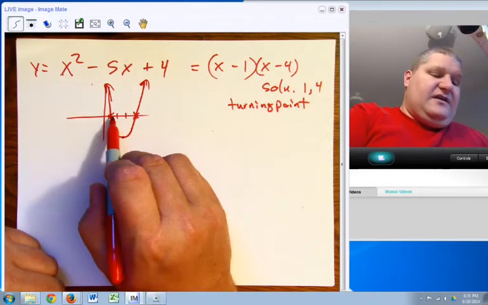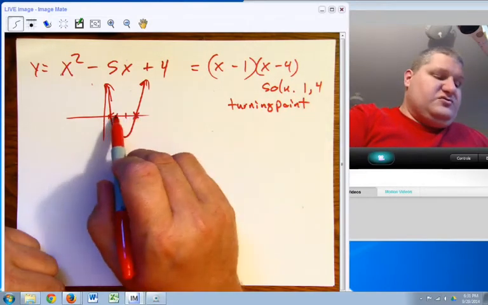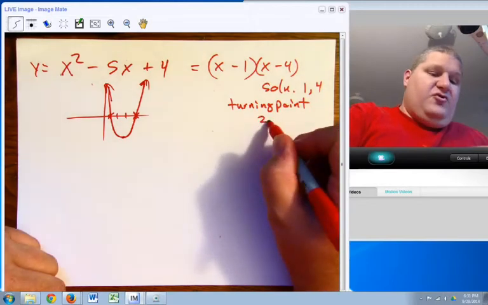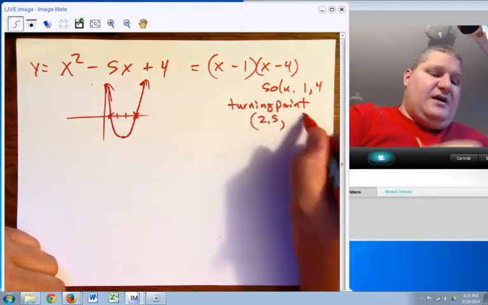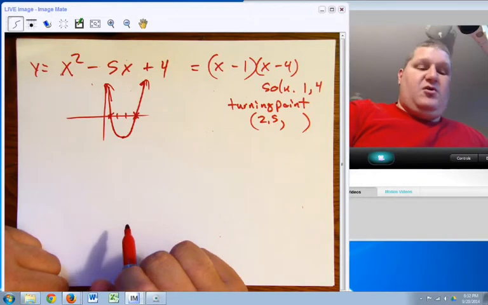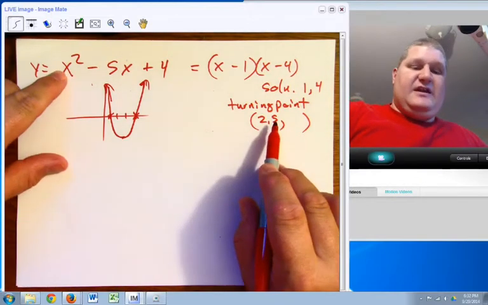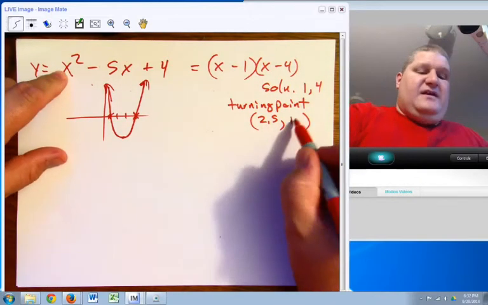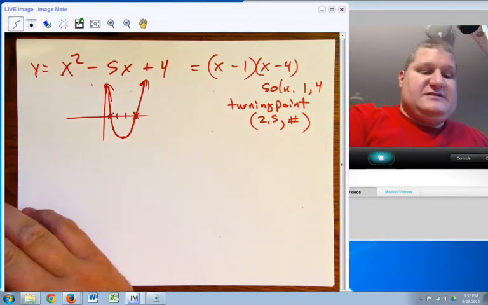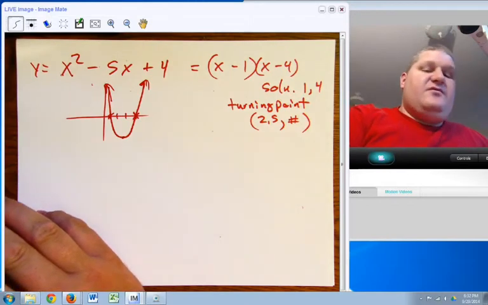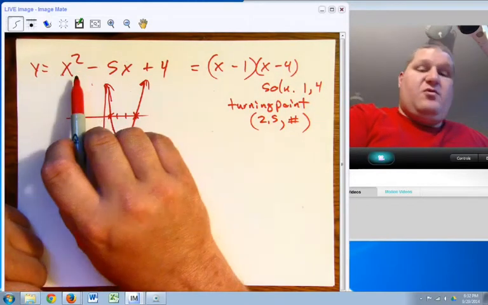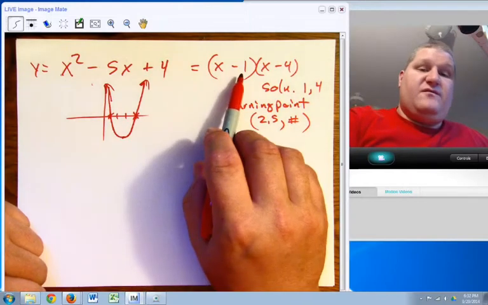In our case, we're halfway between 1 and 4, so we have 2.5. 2.5, comma, something. Now, to find the something, all we'd have to do is take 2.5 and plug it in for x, and that would give us the y value of the vertex. Now, the other thing that we can do, ladies and gentlemen, is anytime you have a quadratic, if you can't factor it, you can always, of course, try to use the quadratic formula.